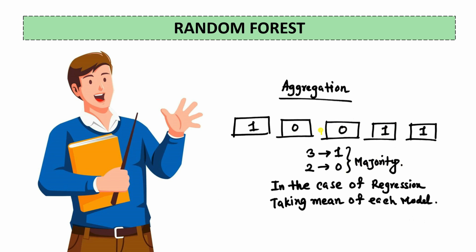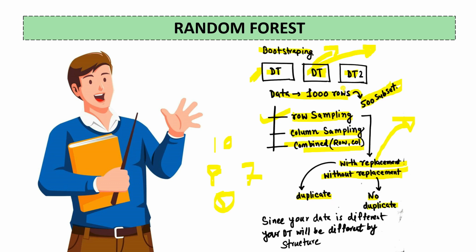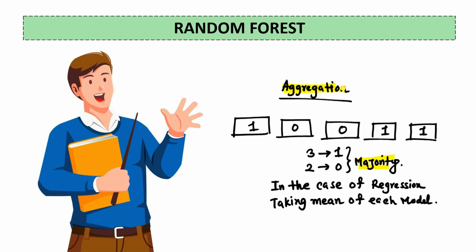Now what are the aggregations? Same technique: taking the majority vote or the mean of that, that's called the aggregation. That's why it is called bootstrap aggregation. In the bootstrap, we simply do the sampling, and in the aggregation we take the majority of that. In the case of regression, we take the mean of that. So this is how random forest actually works.